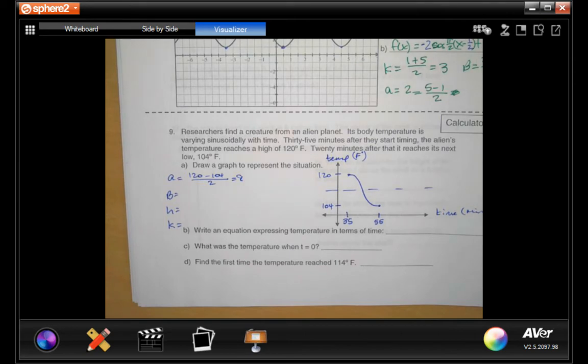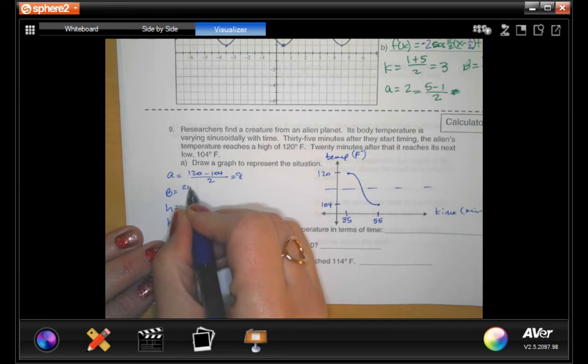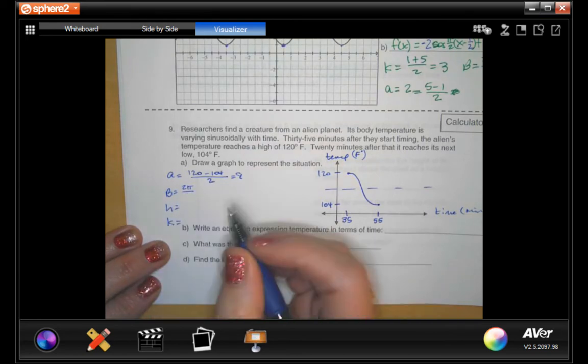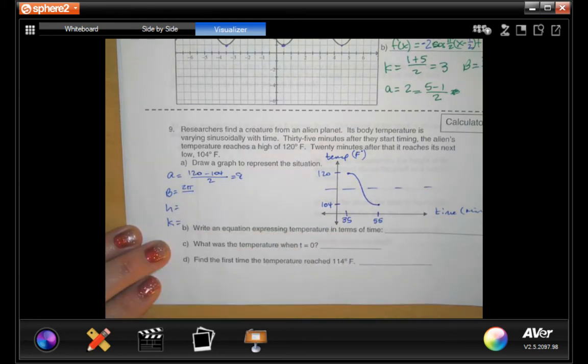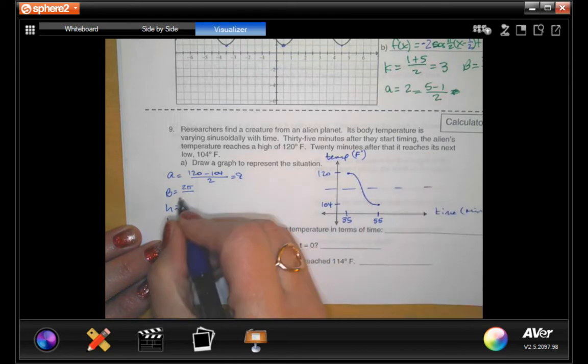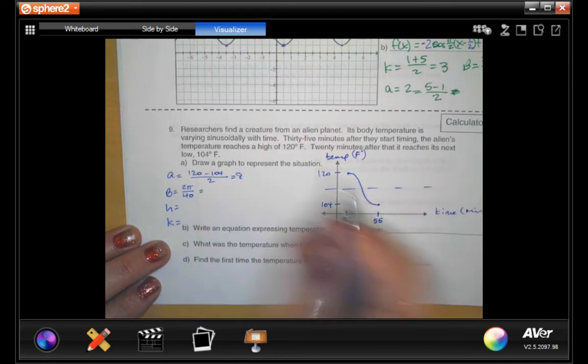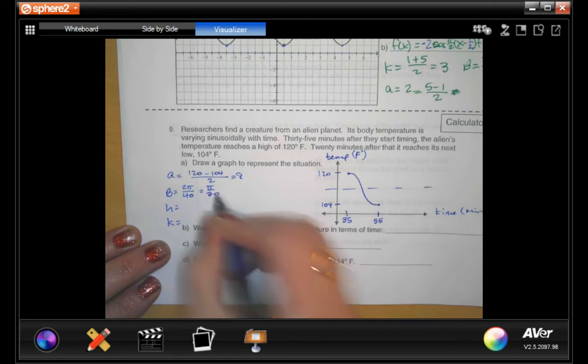So B is 2 pi divided by the period. What's the period? 40. Why is it 40 and not 20? Because 20 is just half of the cycle. Right. From the high to the low is half a period. So this is 20 minutes, which means the whole period, where we would get back to the top, is 40 minutes. So that does reduce to pi over 20.